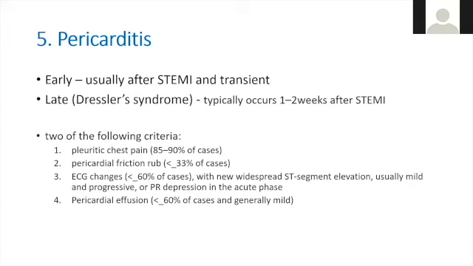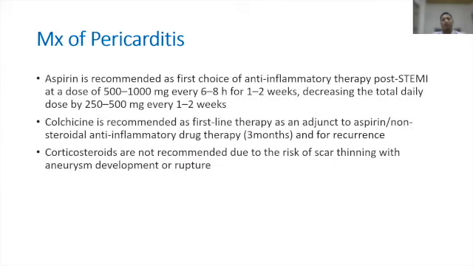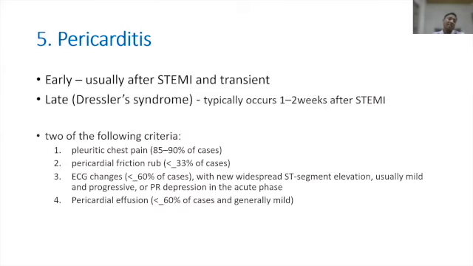So these are the 4 criteria you should know about pericarditis: pleuritic chest pain, pericardial friction rub, and ECG changes, especially widespread ST segment elevation. Usually they will have concave ST elevation, and it will be progressive, and you can see the PR segment depressed in the acute phase of the pericarditis, and the patient may have pericardial effusion. Among these criteria, if 2 are positive, then you can consider it pericarditis.